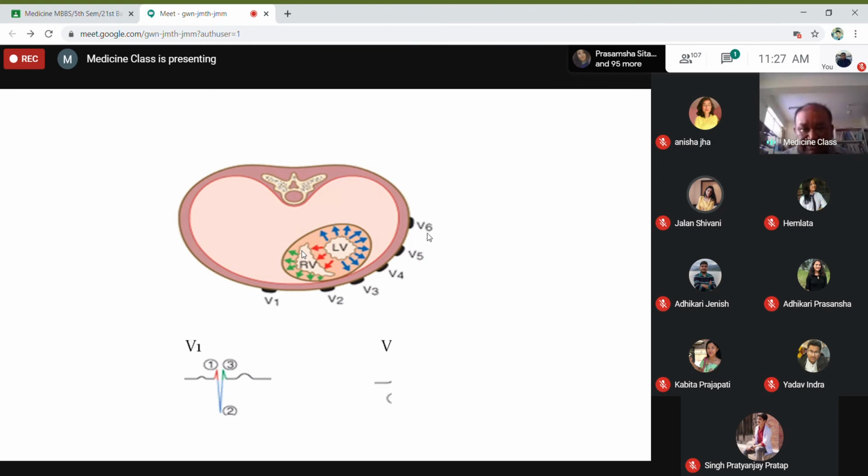But in V6, this red is going away, isn't it? So this one is a negative deflection. But this blue one is coming towards it, so it's a positive deflection. And this green one, V6 will look at as if it is going away, so it's a negative deflection. So this is how ECG records a wave.